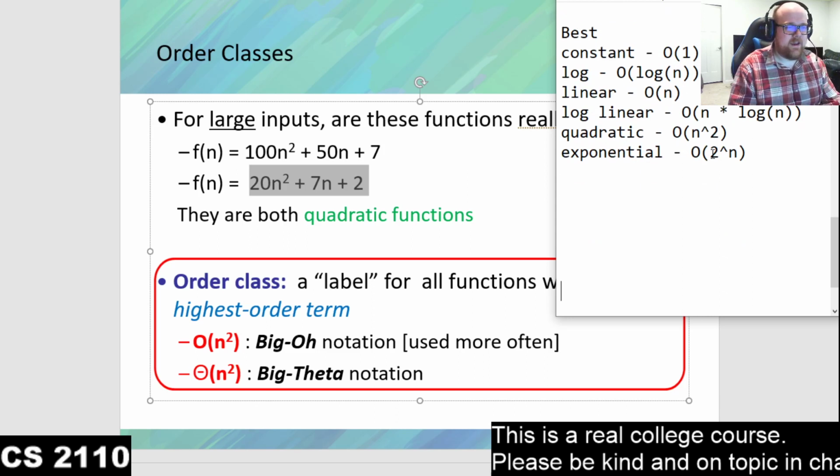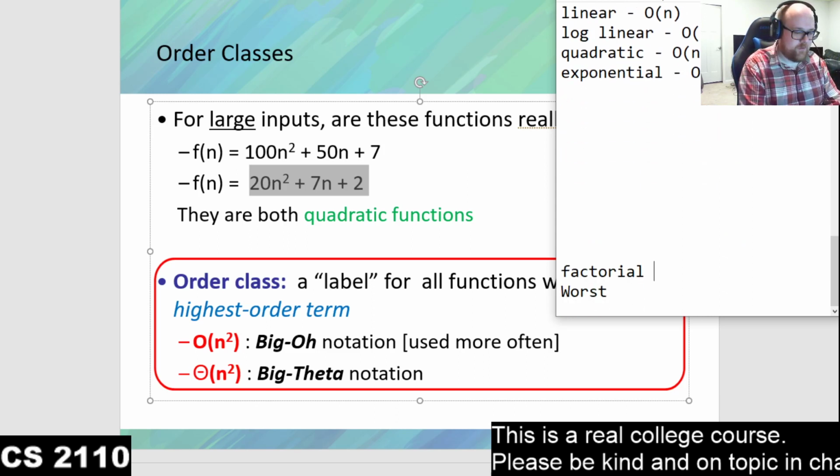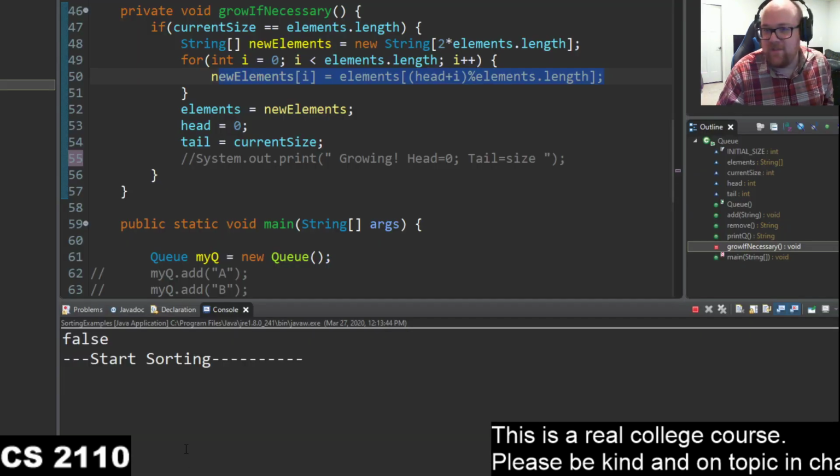And then down here, factorial, which is hilariously bad, is O of n factorial. By the way, in case anyone was wondering, it's not done yet.